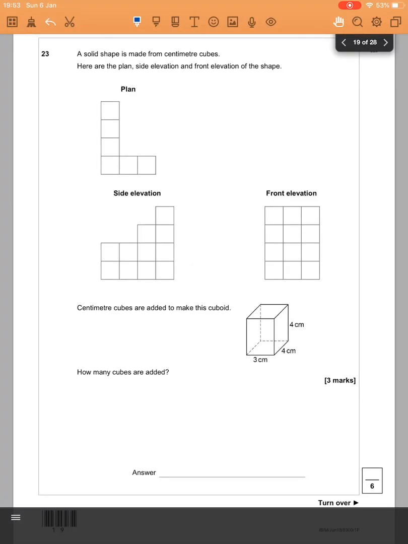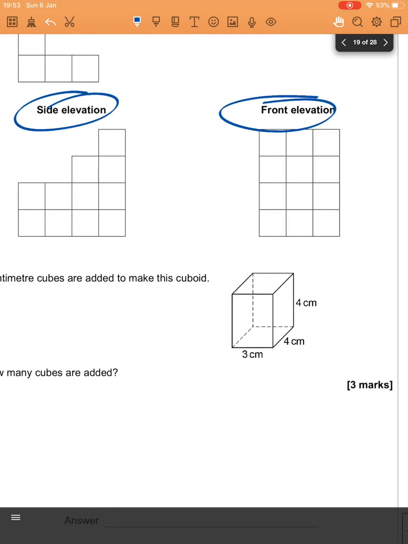So, looking at question 23, a solid shape is made from centimetre cubes. Here are the plan view, the side elevation and the front elevation. Centimetre cubes are added to make this cuboid. So we've got a cuboid here which is 3 wide, 4 deep and 4 high.